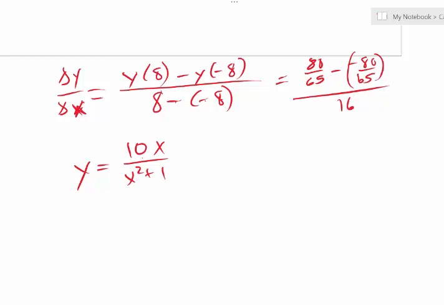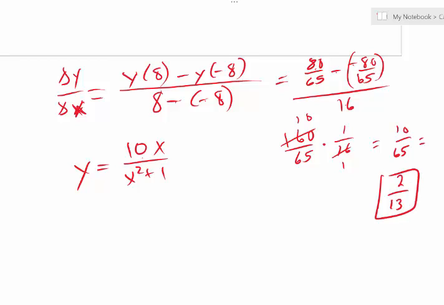To simplify this, 80 minus -80 is like 80 plus 80. So we have 160 over common denominator 65 times. So instead of dividing by 16, I'm going to call it multiplying by the reciprocal, 1/16. I can simplify 160 over 16 is like 10 over 1. And I get 10/65, or maybe better yet, 2/13.